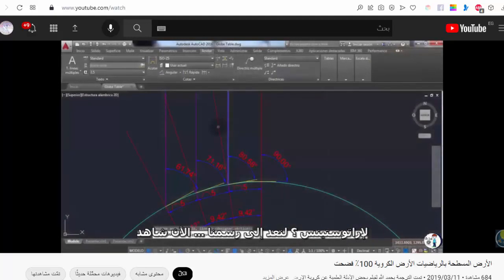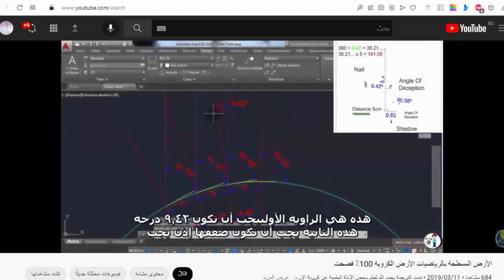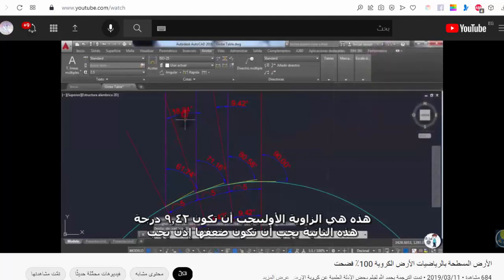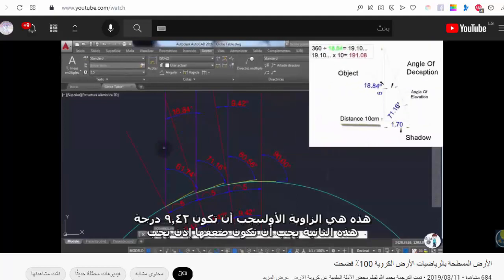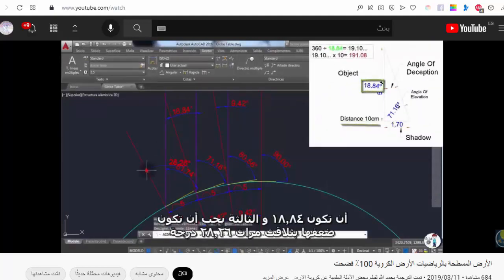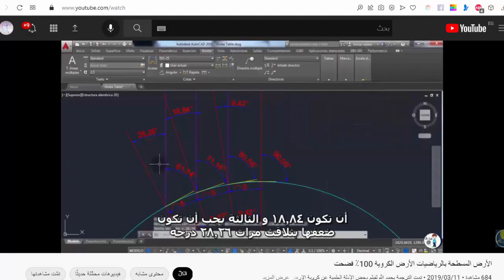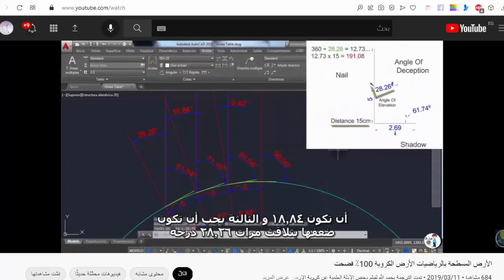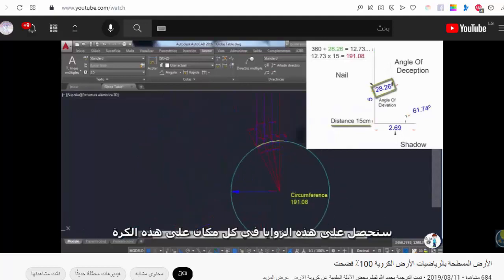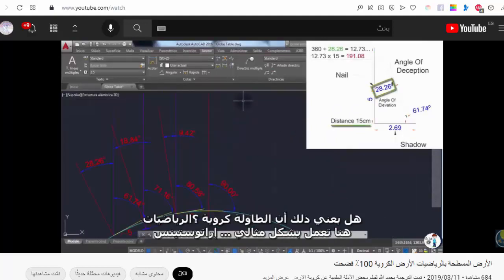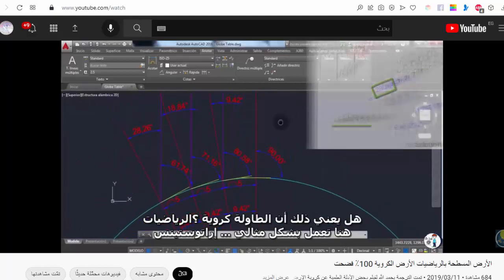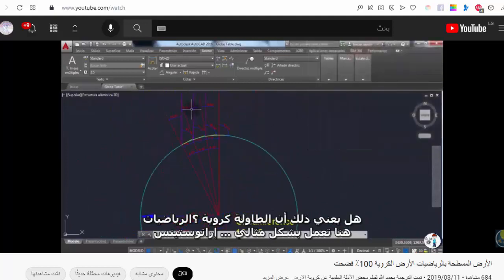Now watch. Here is the first angle that has to be 9.42 degrees. The second angle should be double, so it has to be 18.84 degrees. And the third one has to be triple, 28.26 degrees. You will get these angles everywhere on this globe. Does that mean that the table is a globe? The math here works perfectly.